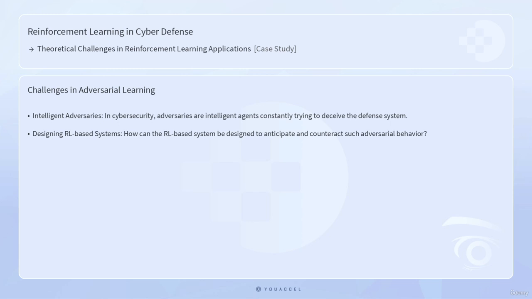Adversarial learning brought its own set of challenges. In cybersecurity, adversaries are intelligent agents constantly trying to deceive the defense system. How can the RL-based system be designed to anticipate and counteract such adversarial behavior?